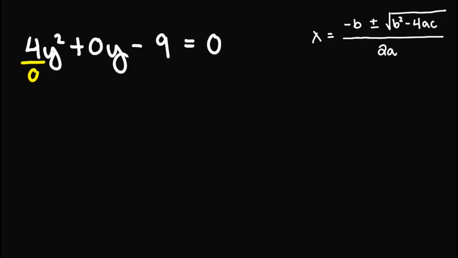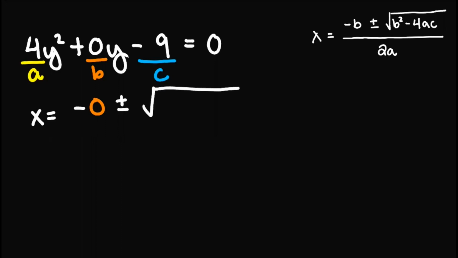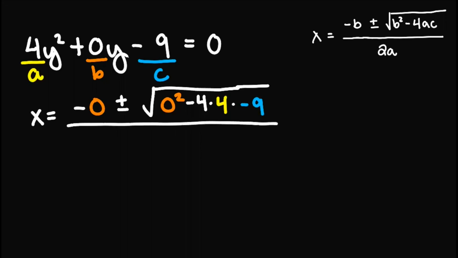So for A, we have 4. For B, we have 0. And for C, we have -9. So don't forget the negative sign. And now applying the quadratic formula, we'll have -0 plus minus the square root of 0 squared minus 4 times A, which is 4, times C, which is -9, over 2 times 4.